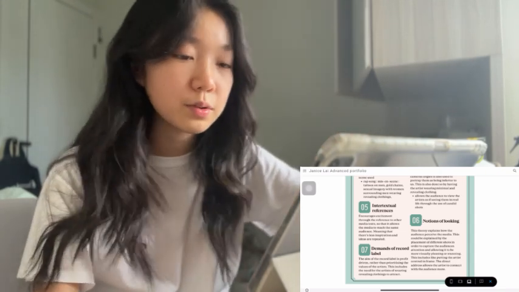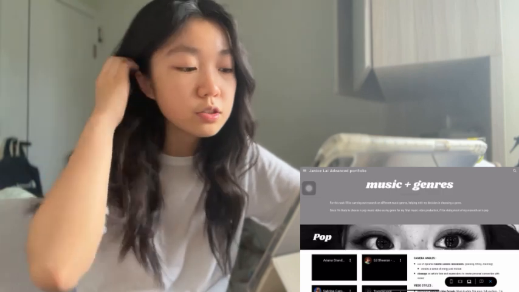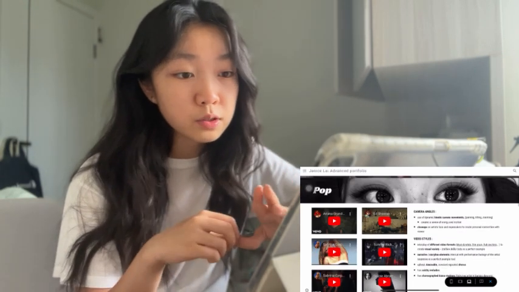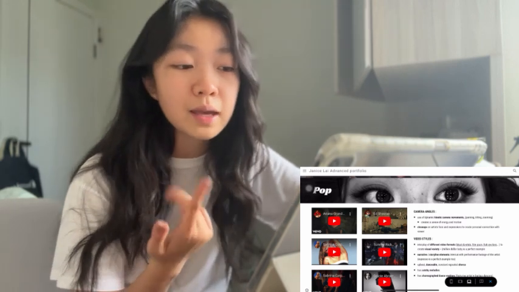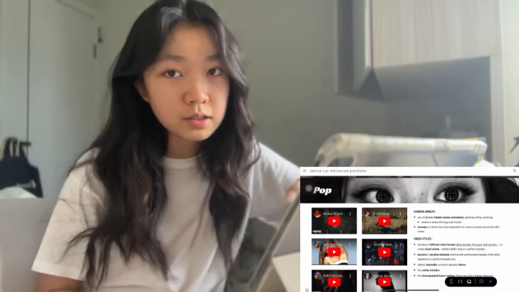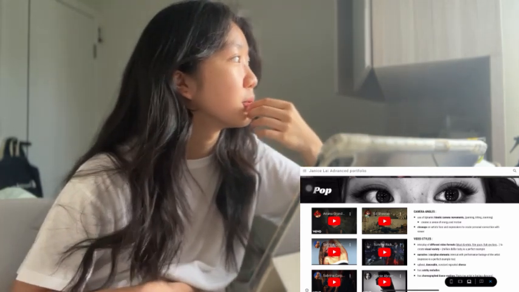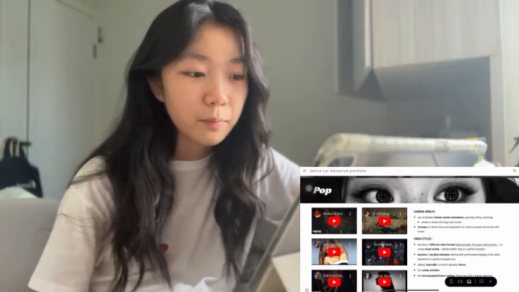And then moving on to the next one that lies below genre is music plus genres. I spent quite a lot of time designing this page since I talked about, how do I say, I have found different music videos that lie below the genres of pop, R&B, hip hop, K-pop, and so I could talk about some specialty, some specific styles that are commonly filmed within this genre.